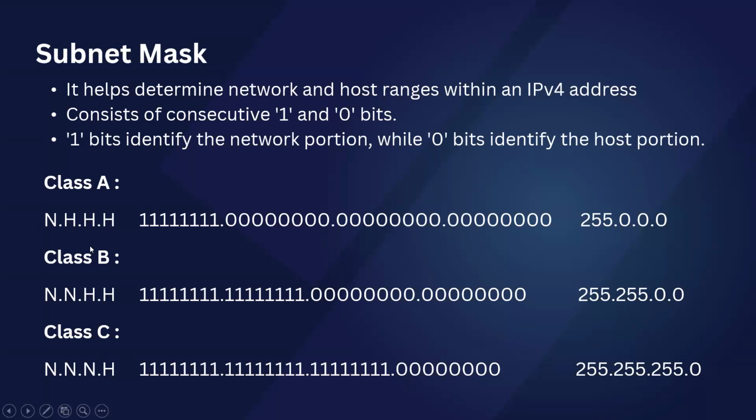Now in class A, we have one network portion and three host portions. In the first octet, they are all ones because it belongs to the network. And in the last three octets, which are all hosts, you have all zeros. When you convert that from binary to decimal, all ones is 255 and all zeros is simply 0. So for class A, with one network portion and three host portions, the subnet mask is 255.0.0.0. For class B, with two network portions and two host portions, the subnet mask is 255.255.0.0.